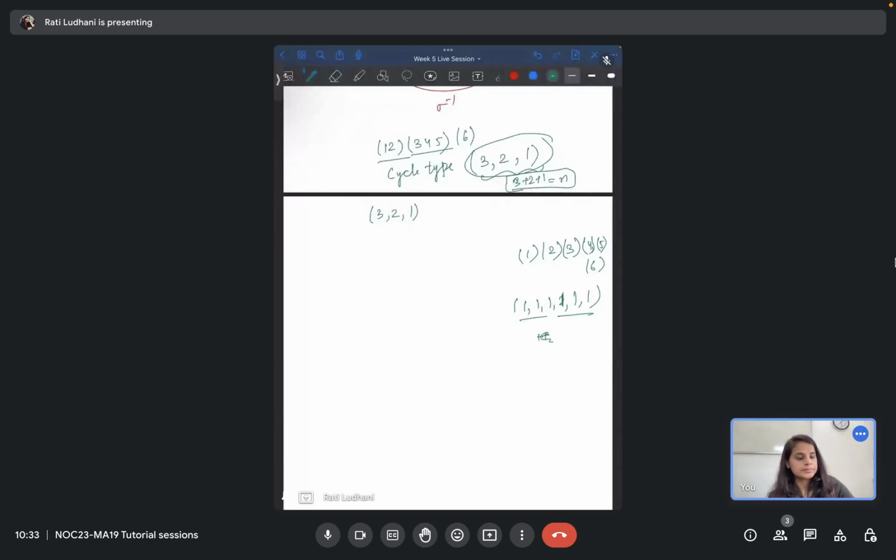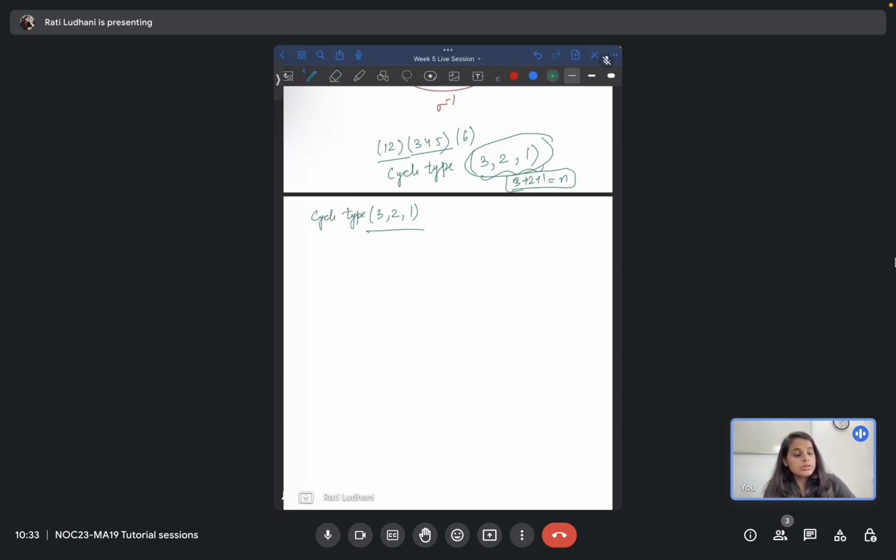Next. Partition. Yeah, the number of partitions, exactly. Cycle type is actually defining partitions of n. Very good. So you have given the cycle type to be 3, 2, 1.